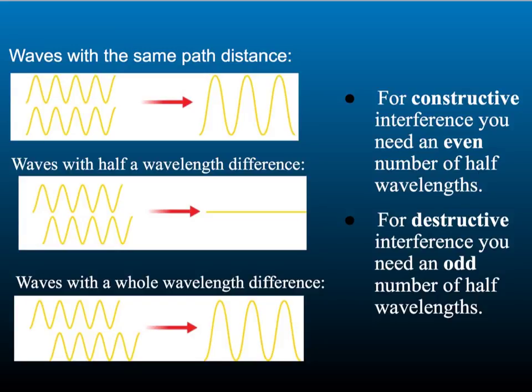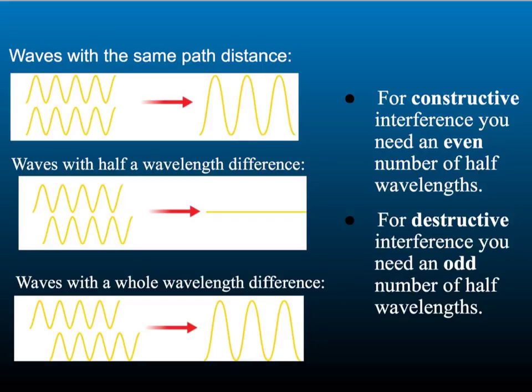For constructive interference, you need an even number of half wavelengths. Then that means that every time the waves arrive, the crests and the troughs will be lined up. So those waves will add together to make this constructive pattern.